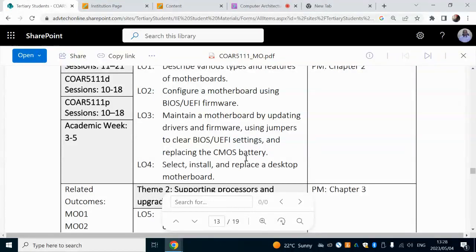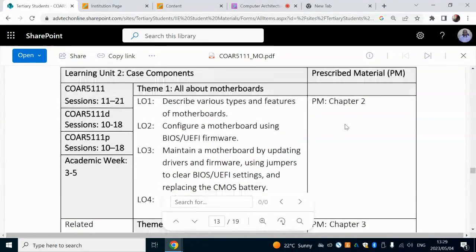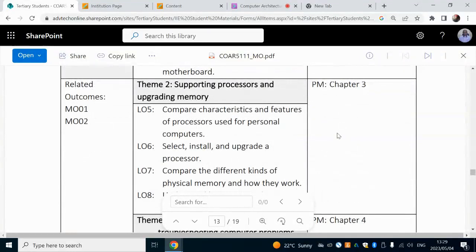We learn in this module to test it, to figure out whether the hard drive, the RAM, the processor, the motherboard, or the power supply is a problem. We take it out, we put a new one, we test it. Is it going to fix the problem? Yes. If it fixes the problem, we have repaired that particular computer. So all of this is covered in chapter 2. Next thing they said we need to talk about is processors and upgrading of memory. And where is this covered? Chapter 3. And then chapter 4, power supplies.